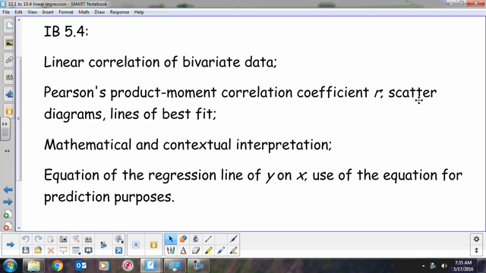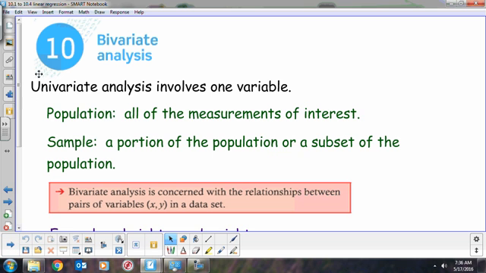Then we have a scatter diagram, which if you're going to do linear correlation, you're definitely going to need, because that lets you look at the data to see how linear it is. We're going to do lines of best fit. All right, we're going to look at the mathematical and contextual interpretation, which is what you'll need to do in your IA, the equation of the regression line of y on x, and then use it for prediction purposes.